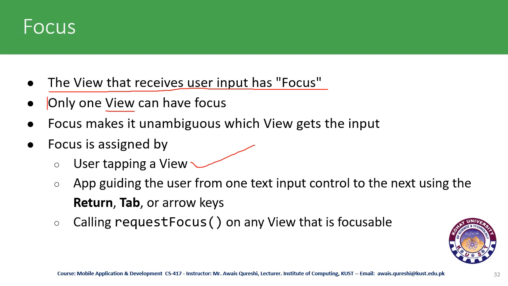The app can also guide the user from one text input control to the next using the return, tab or arrow keys. While entering text in the text box control, it's not necessary to always use your mouse for moving to the next input. We can do the same via return, tab, or arrow keys. So the app will guide you to the next control, and in this way the control will get the necessary focus. And calling request focus on any view that is focusable. We can also use this function, called request focus, on any control that is focusable.